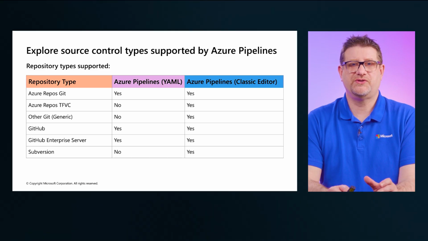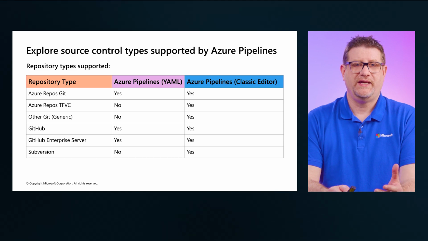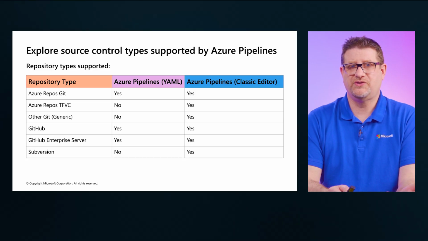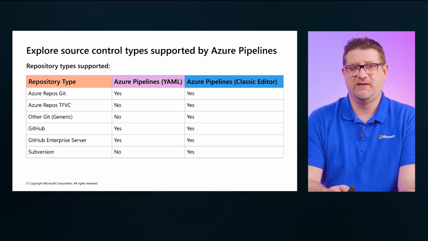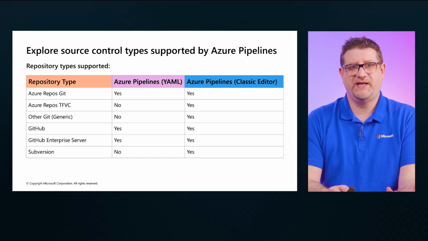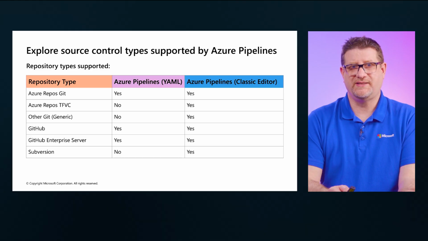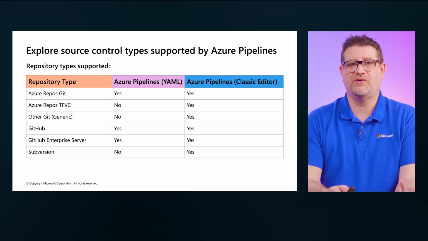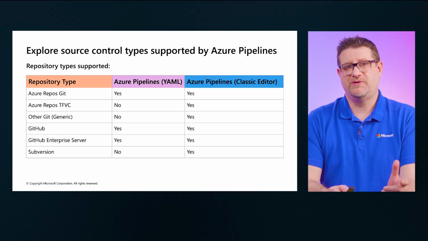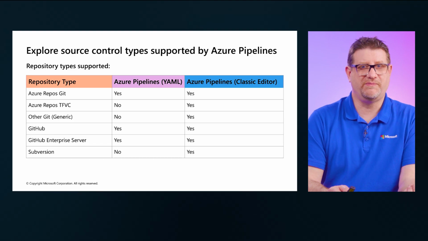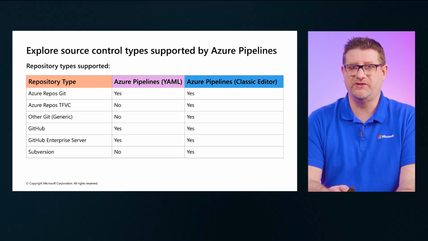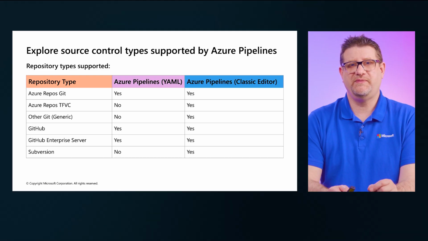Let's explore different types of source control repositories supported by Azure Pipelines. Azure Pipelines is designed to be flexible, allowing teams to connect their build and deployment pipelines to a variety of source control systems. This includes Azure Repos Git, Azure Repos Team Foundation Version Control, or TFVC, generic Git repositories, GitHub, GitHub Enterprise Server, and even Subversion. Depending on whether you use the YAML-based approach or the classic editor, some repository types may have broader or more limited support. For example, Azure Repos Git and GitHub are supported in both YAML and classic editor pipelines, while Subversion and generic Git are only supported in the classic editor. This flexibility means teams can use the tools and workflows that fit their needs without being locked into a single platform.